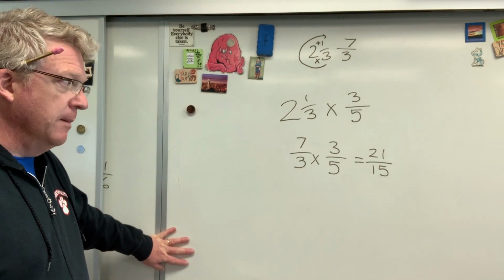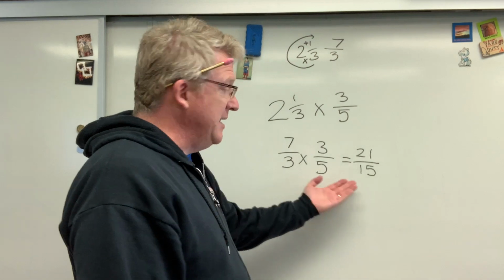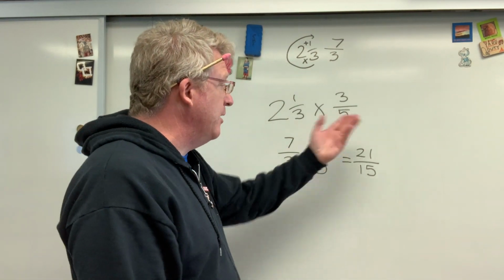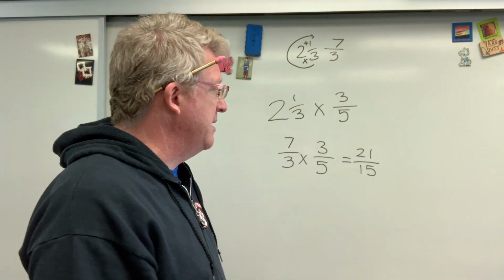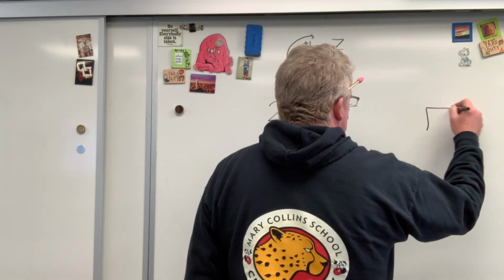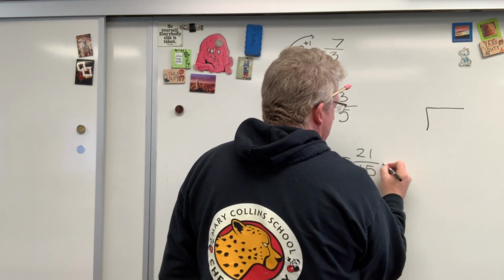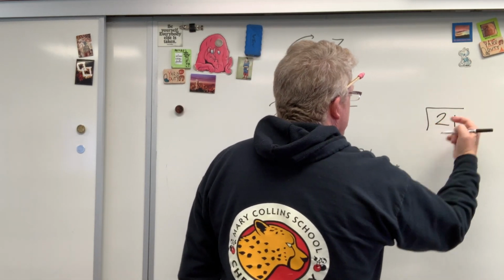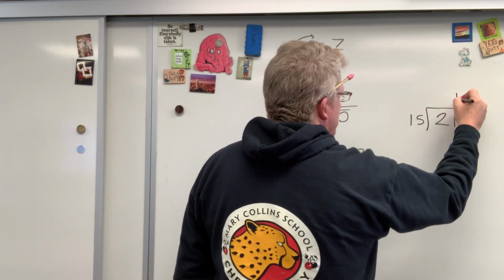That's an improper fraction. It's top heavy, so it needs to be simplified. We need to simplify it by turning it back into a mixed number. There are a couple of different ways that you could do that. On your quiz, you can show me this: do a division problem, 21 divided by 15. Remember that this fraction bar means divided by. 21 divided by 15. 15 goes into 21 just one time.